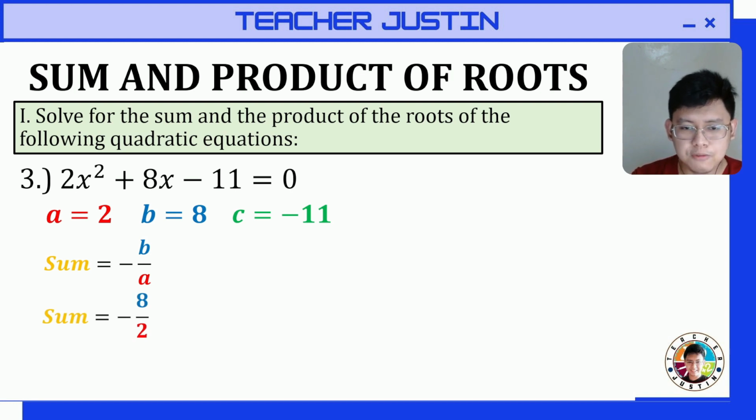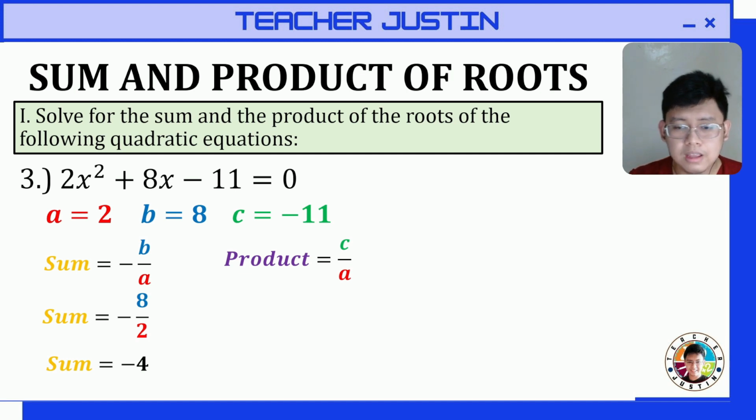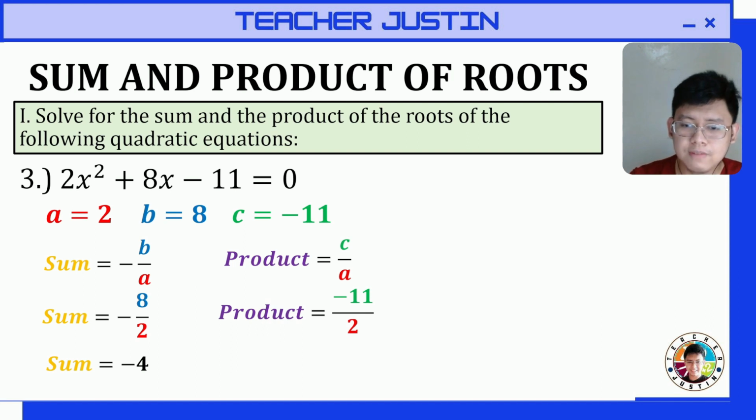So, let's simplify, negative 8 over 2, that will give us negative 4. So, yung sum of the roots natin, that will give us negative 4. Yung product naman, meron siyang formula na c over a. So, substitute natin yung c and a natin. We will have negative 11 over 2.